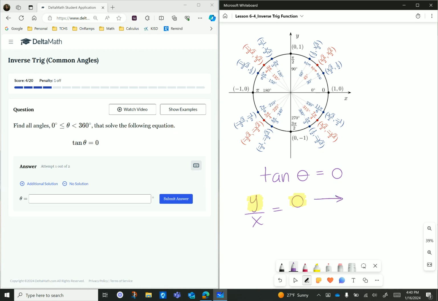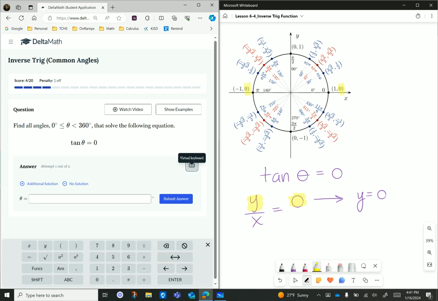So we really care about where the y values are 0. So go around the unit circle, and the y values are only 0 here and here, okay? And that's the only time the tangent of theta will be 0, okay? When the y is 0. So those angles were 0 and 180. Additional solution, 180.